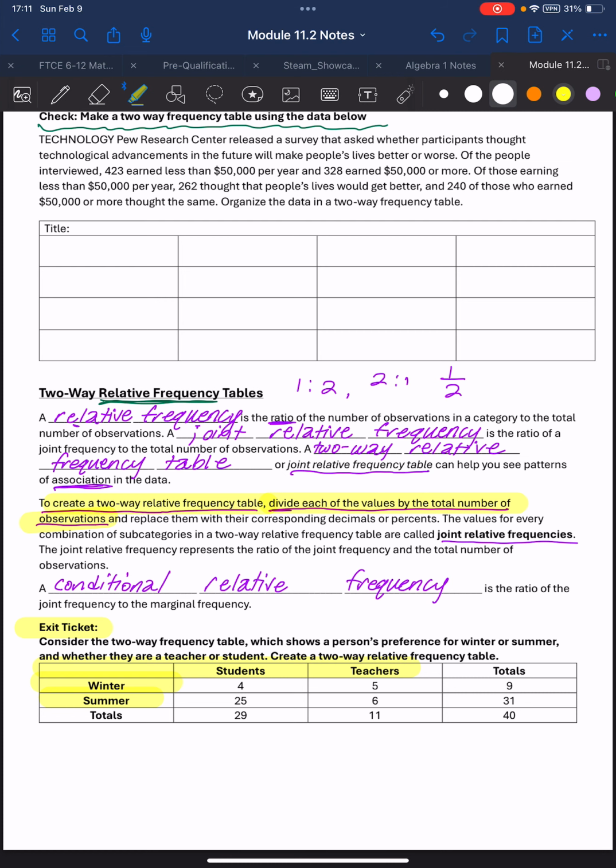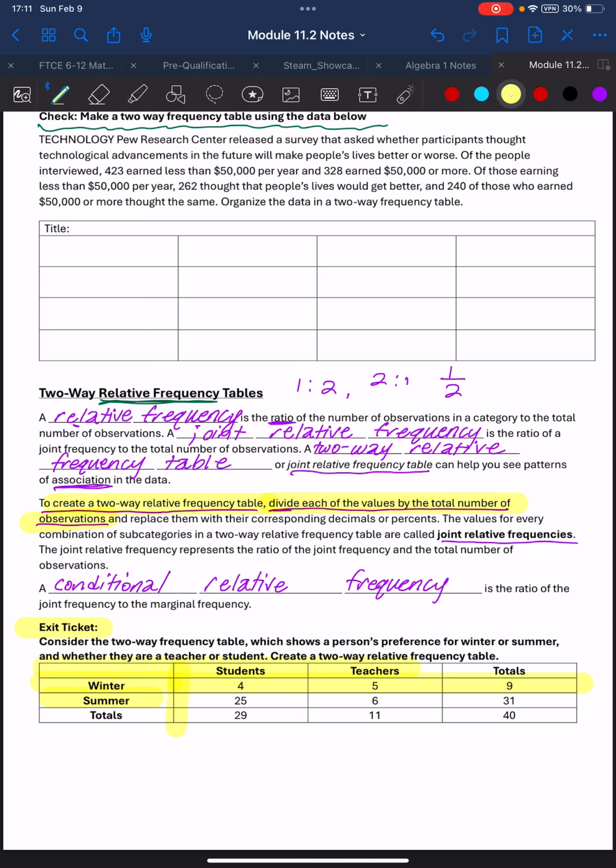So we're going to read it two ways. We're going to read it from left to right. Okay? And then we're going to go from top to bottom. Two-way frequency table. So we have a frequency of things occurring two different ways, from left to right, top to bottom. All right.